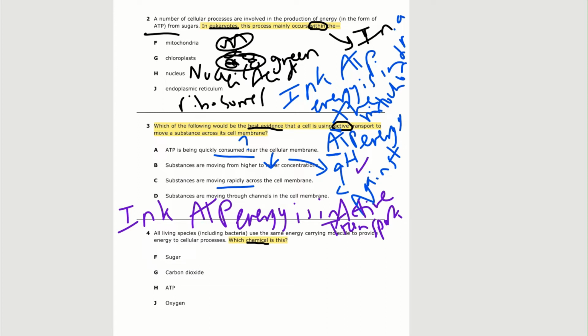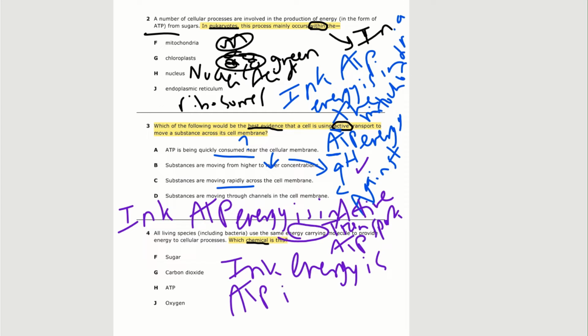So, all living species, including bacteria, same energy-carrying molecules. So, energy carrying, energy, ATP. What's my answer? That one was easy, right? All I have to do is read and circle what's important. I now know energy is ATP in all living species. Did you know that? You know that now. That is in the sentence of number 4.